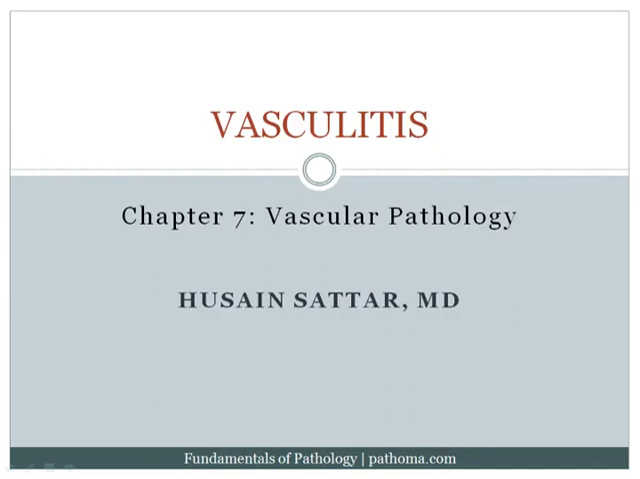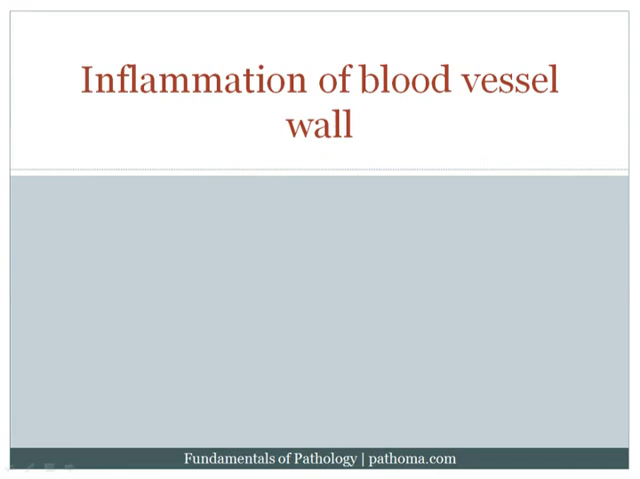Next chapter in your text is vascular pathology, and the first section that we're going to talk about is vasculitis. Vasculitis is defined as inflammation of the blood vessel wall. You can have inflammation of the arterial wall. We can also have inflammation of the wall of veins. However, in this particular section, we're going to focus on inflammation of the arterial wall.